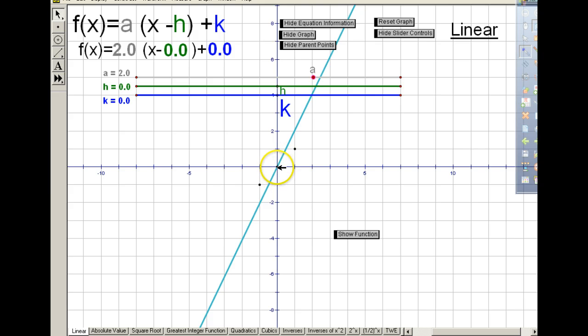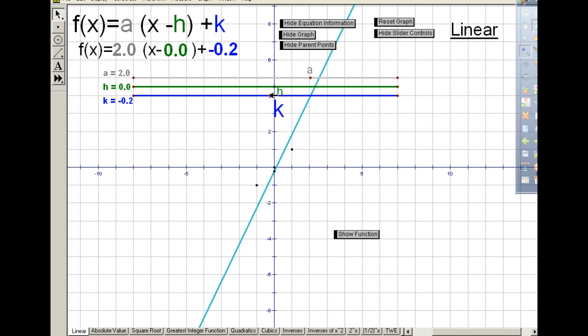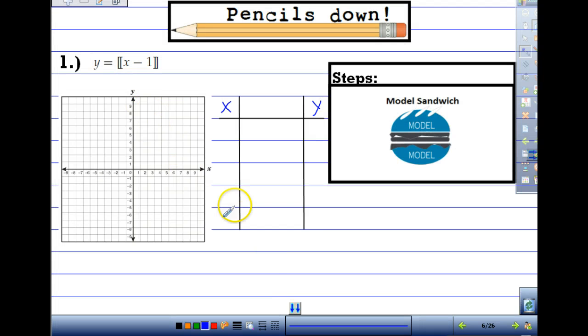Y equals 2x, and I'm going to go minus 1. So it starts at -1, goes up 2 over 1, up 2 over 1, up 2 over 1. So that's y equals 2x minus 1. So what about, actually it's only x minus 1, sorry.